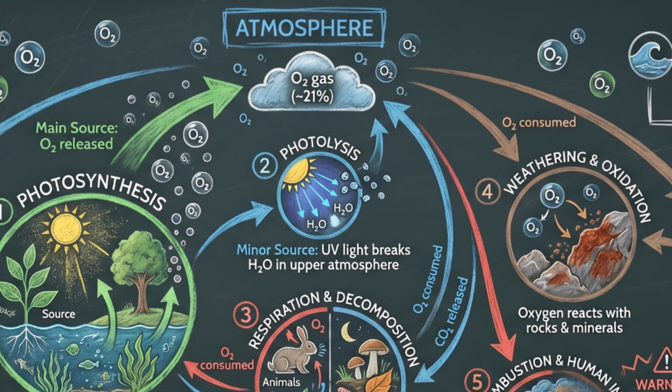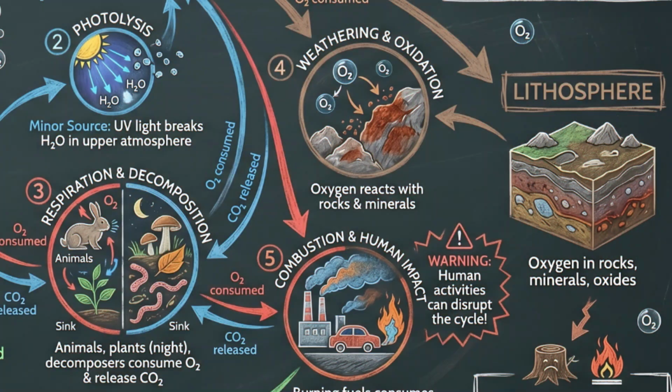Another small but interesting source is photolysis, where ultraviolet light from the sun splits water vapor molecules high up in the atmosphere, releasing oxygen. On the other side, oxygen is consumed through several processes. Respiration. All animals, humans, and plants at night take in oxygen and release carbon dioxide.